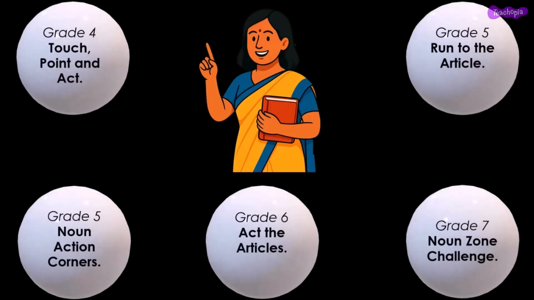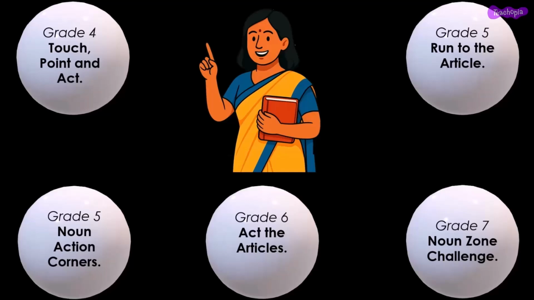In grade 5, we have two activities. The first is run to the article, where students run to the correct article, a, an, or the, placed in different corners of the room. The second is noun action corners, where different corners represent types of nouns and children move and act them out.